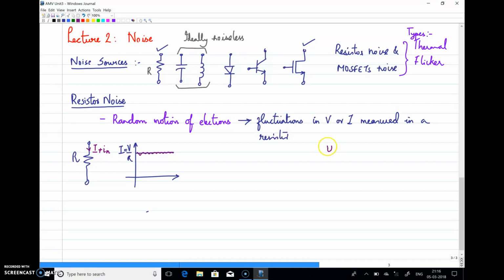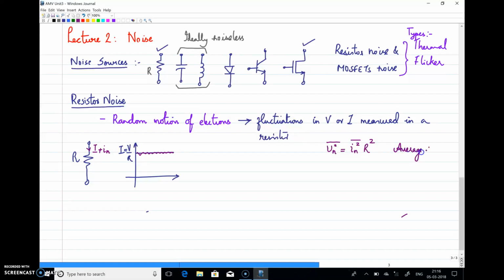Due to this noise, even the voltage will be noisy. So Vn is equal to In times R. But since this representation is statistical, we will represent this as Vn square bar equal to In square bar times R square, where Vn square bar or In square bar is actually the average power, which is expressed in volt square.